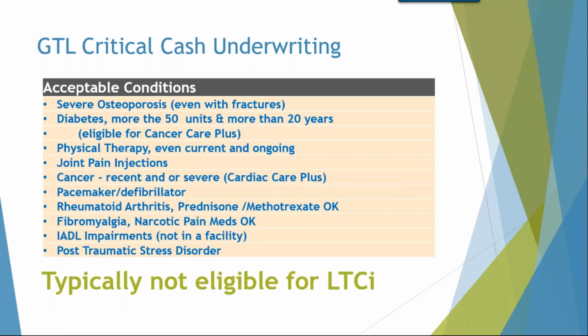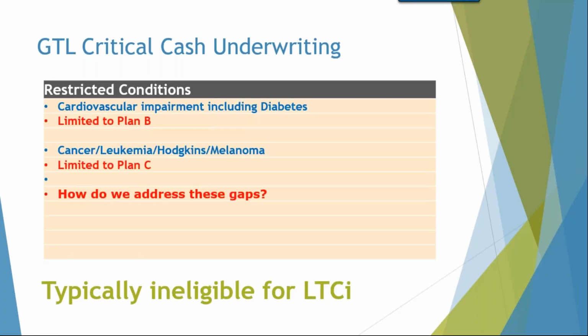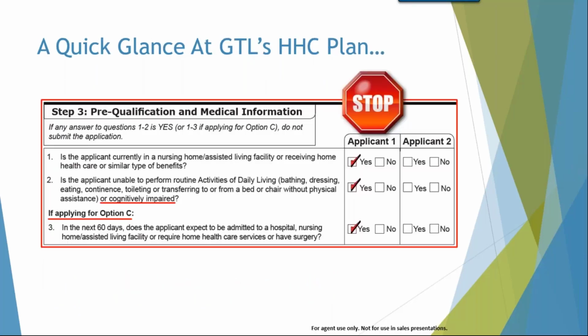Okay, there's lots of different things there, and you can see some examples taken right out of the underwriting books to show you some of those different conditions that are pretty traumatic that you have to run with long-term care, but you can get a policy in place with critical cash. So lots of ways to help a lot of people. Okay. And again, that GTL home healthcare plan I mentioned earlier, remember those 3 knockouts that we said? There's only 3 knockouts.